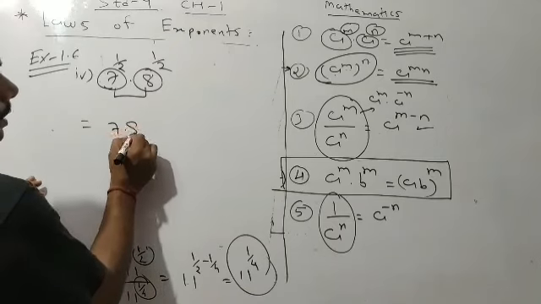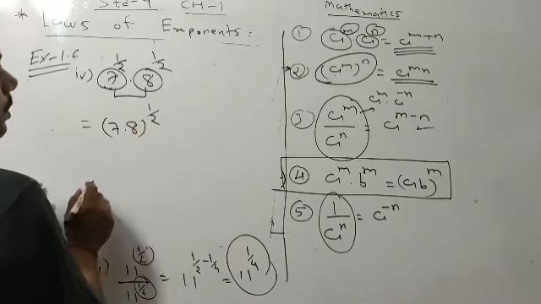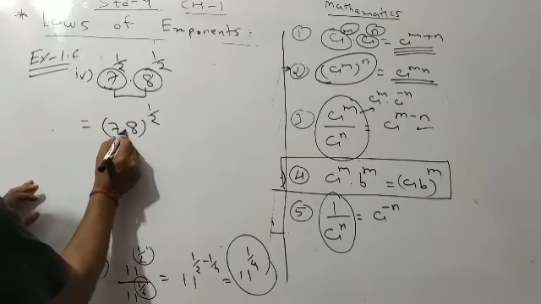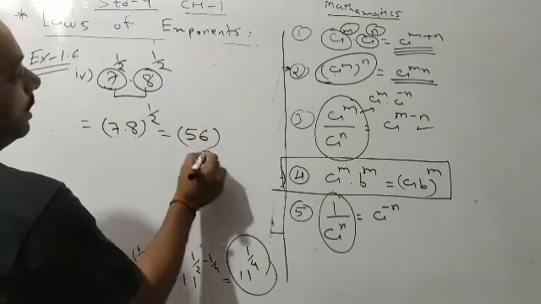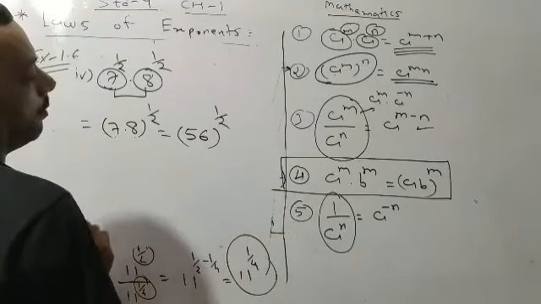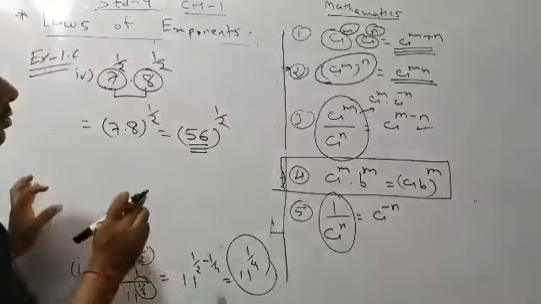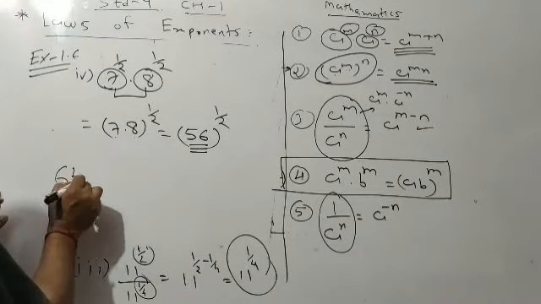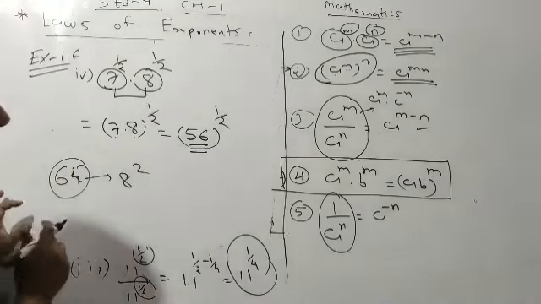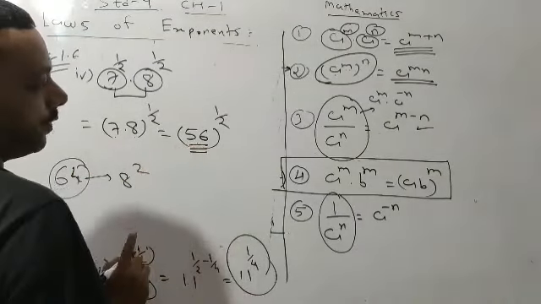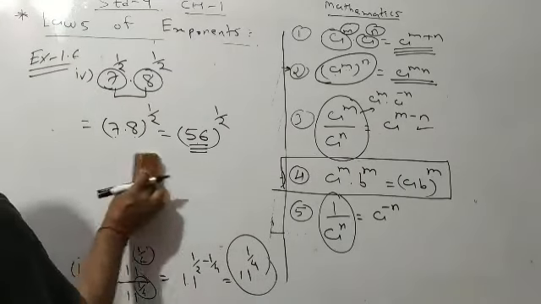7 into 8, whole power 1 by 2. See, this dot means into. So 8 sevens are 56, power 1 by 2. We know that 56 is not a perfect square, just like 64 in the previous question. 64 is a perfect square of 8. Same way, 56 is not a perfect square of any number. So we can leave our answer till this step only.